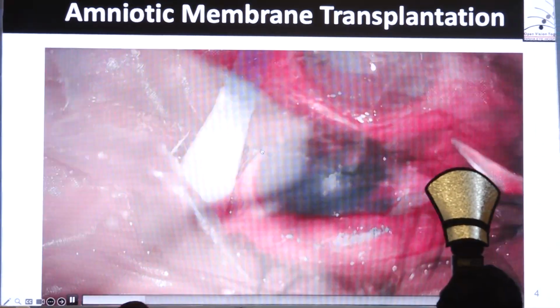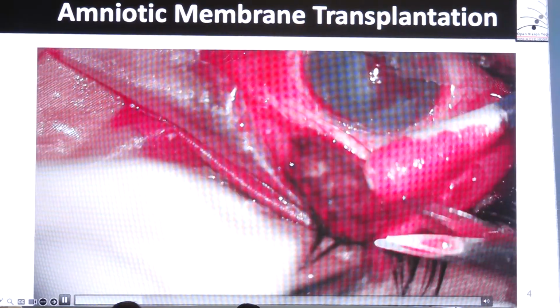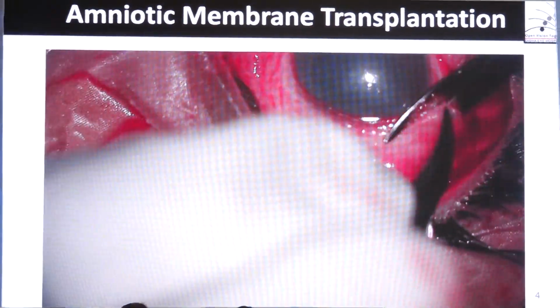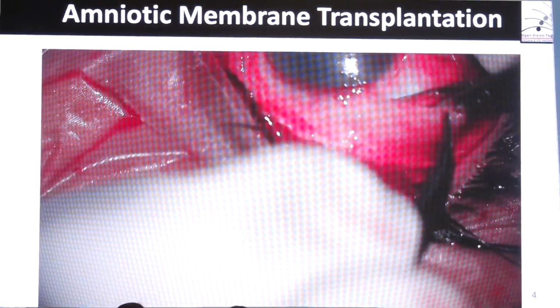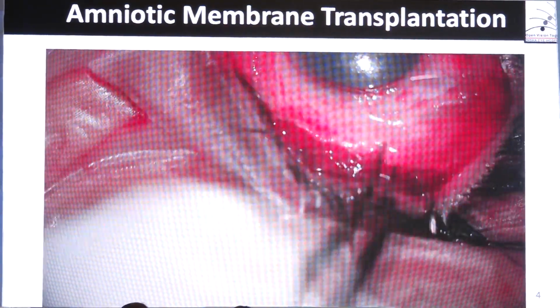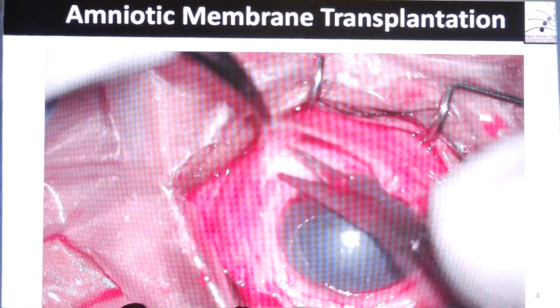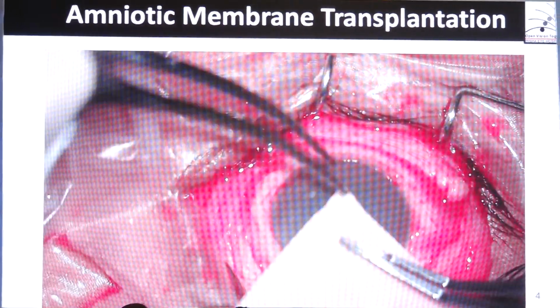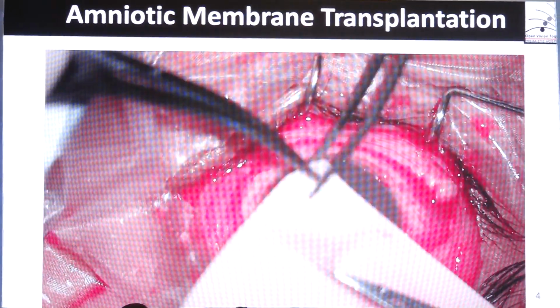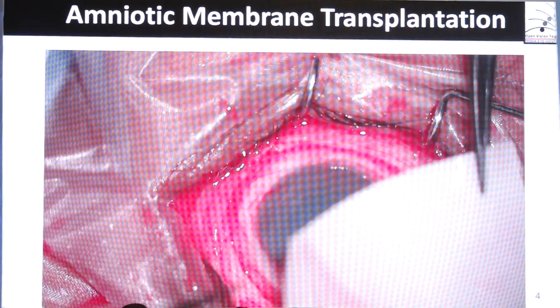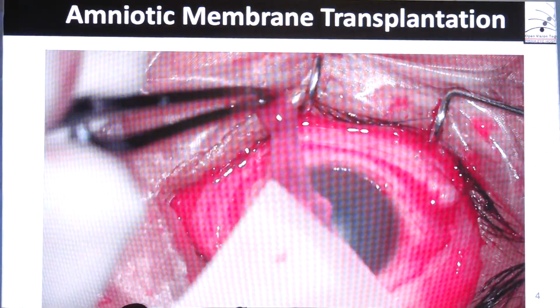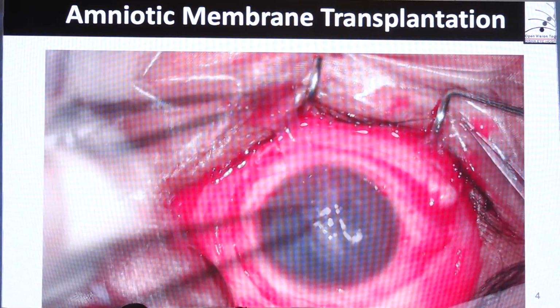So this is almost near about grade 6 chemical injuries, and amniotic membrane transplantation in chemical injuries should be advised only in grade 3 to grade 6 as per those classifications. Grade 1 to grade 2 are treated only by medical treatment. So first I have to go for a 360-degree conjunctival peritomy, and then put the amniotic membrane.